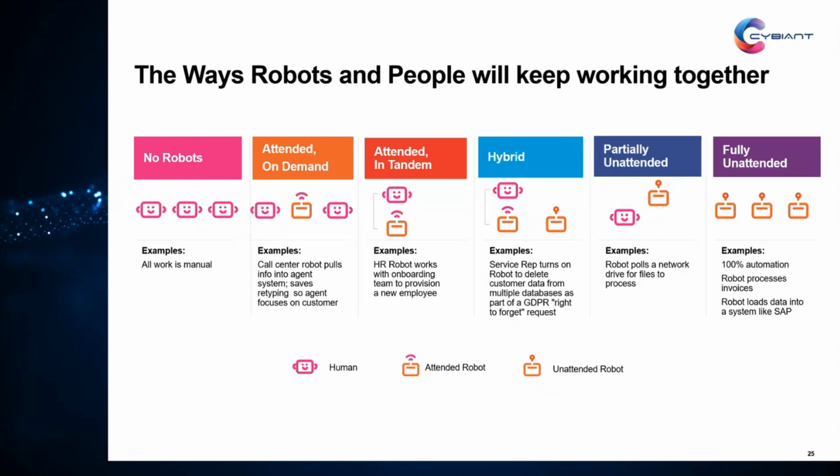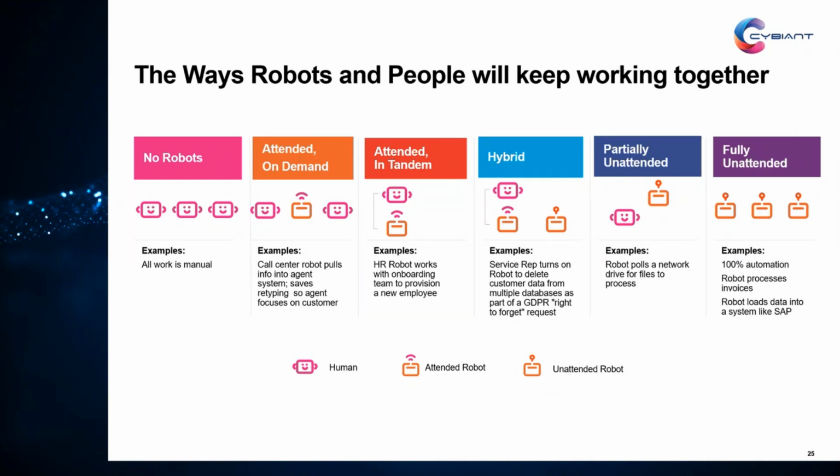Partially unattended means most of the time it actually works once you trigger it, and you might not be aware of what is working until some part needs to come up to the surface. For example, it requires some input from the human, or some action from the human to make a decision, then we call it partially unattended.